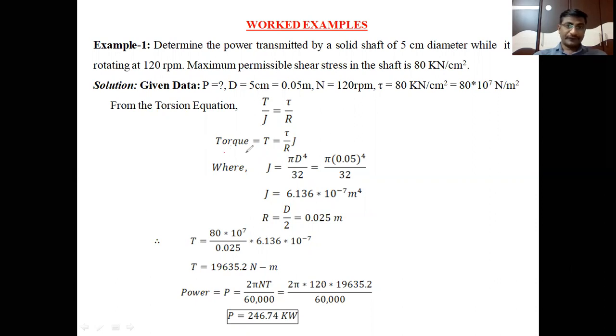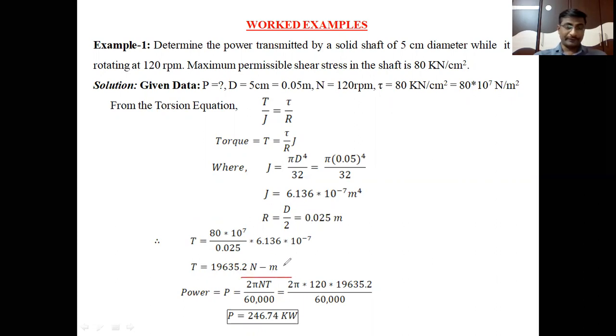Then from this equation, T equal to tau, which is the shear stress, 80 into 10 to the power of 7 newtons per meter square, divided by R, which is 0.025, into J, the polar moment of inertia, 6.136 into 10 to the power of minus 7. Upon calculation of torque, we get the value 19635.2 newton meter. Torque SI unit is newton meter.